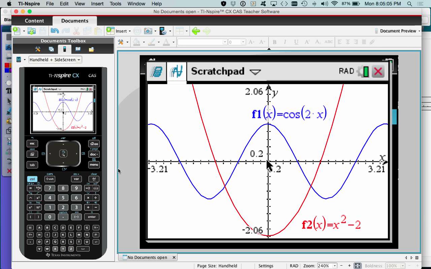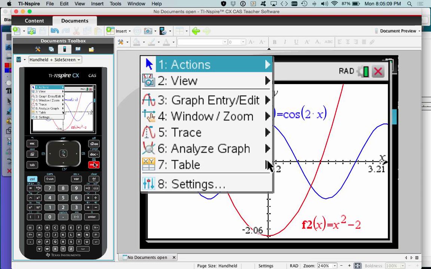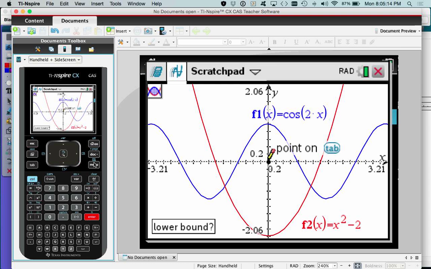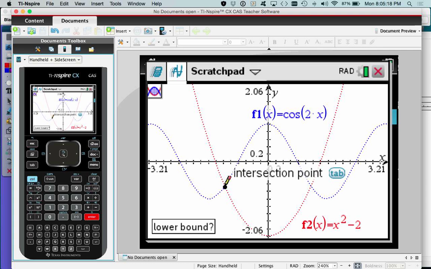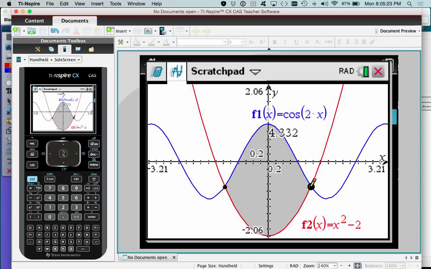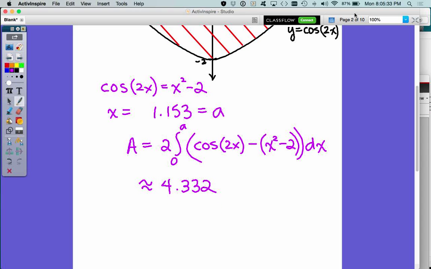So let's try that again. I want the area between these 2 curves. And so I'm going to go menu, analyze graph, bounded area. My lower bound is going to be this intersection point, so I'm just going to go get it. My upper bound is going to be this intersection point, so I get that. And it tells me that my area here is supposed to be 4.332. And so I go back and I check, was 4.332 what I got? That's the same answer that I got, so I must have been correct.